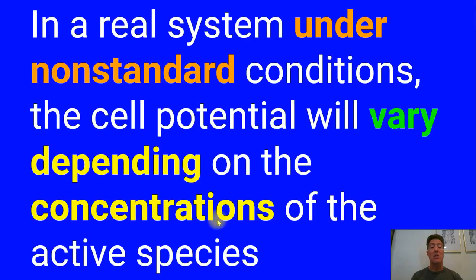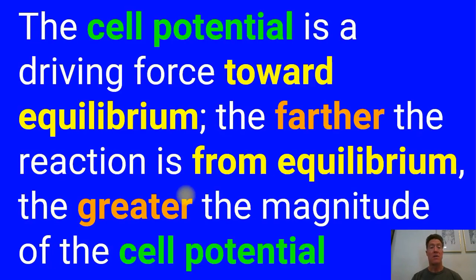What are standard conditions? Well, standard conditions are when the concentration of the solution at the anode and the concentration of the solution at the cathode are both 1 molar. If that is not the case, then we are under non-standard conditions, and the cell potential will vary depending on the concentrations of the solutions at the anode and the cathode.